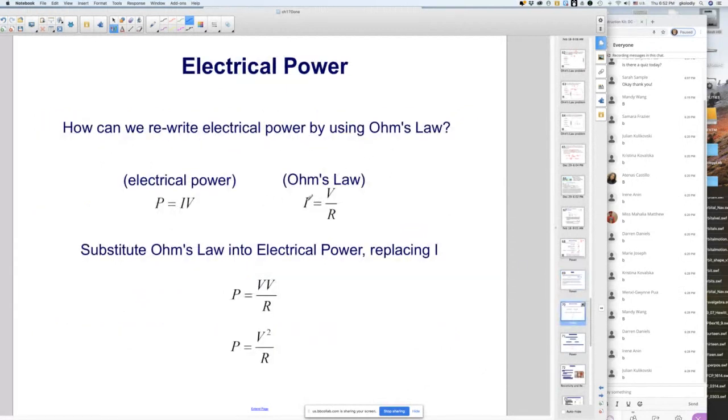So another way, utilizing Ohm's law, we can replace I here with V over R. So we have V over R times V, which is V squared over R. So this is our second equation for power. And there's one more.